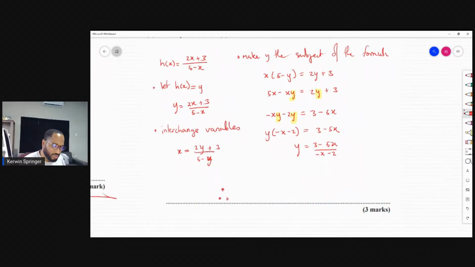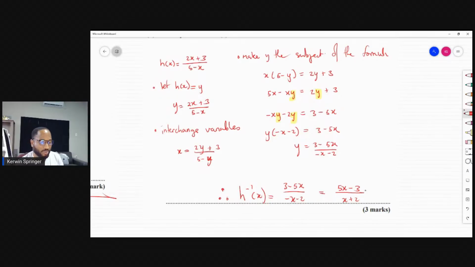So therefore, the inverse is 3 minus 5x over negative x minus 2. Now, depending on what you do here, some people might get it to look like this. They might get 5x minus 3 over x plus 2. If you have that, that's also correct.